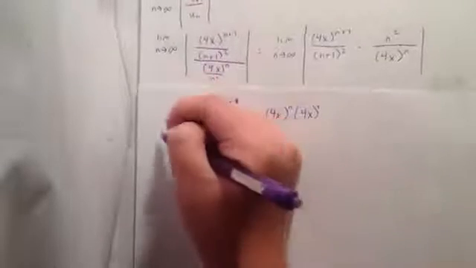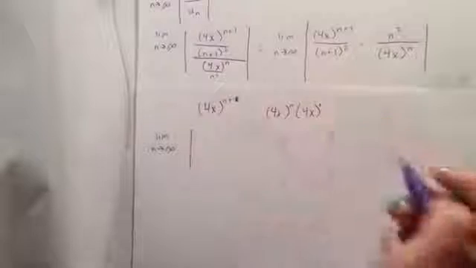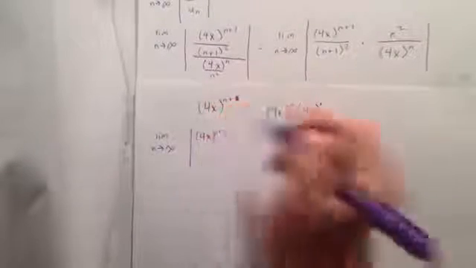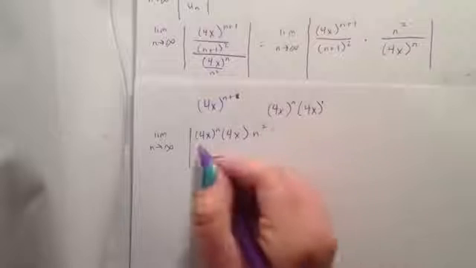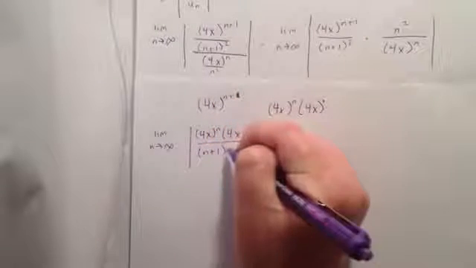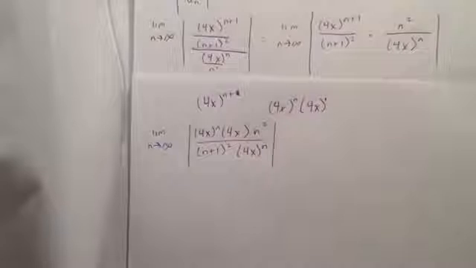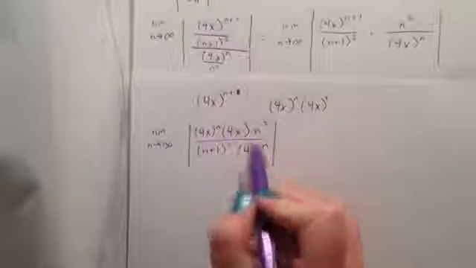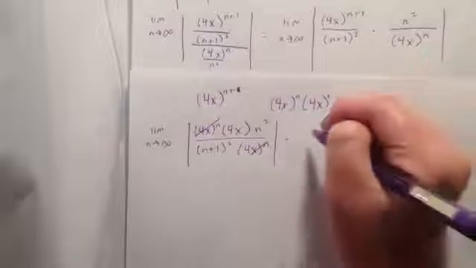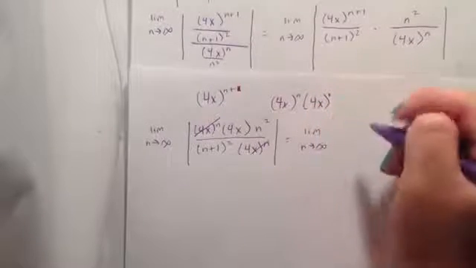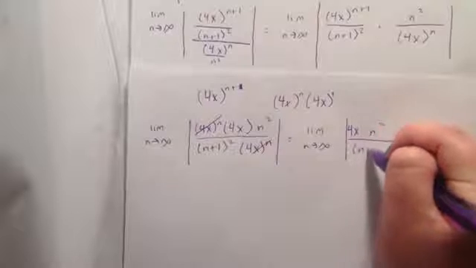So, now that we know that, we have the limit as n approaches infinity of 4x to the n times 4x times n squared over n plus 1 squared times 4x to the nth power. And would you look at that? We can cancel out 4x to the nth power and 4x to the nth power, and it'll equal 1. So now we're left with the limit as n approaches infinity of 4x times n squared over n plus 1 squared.